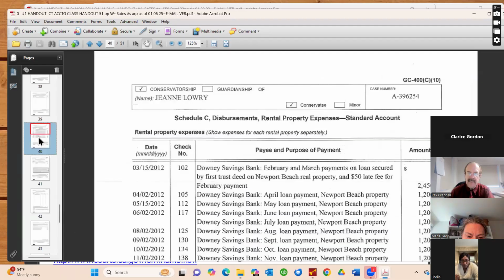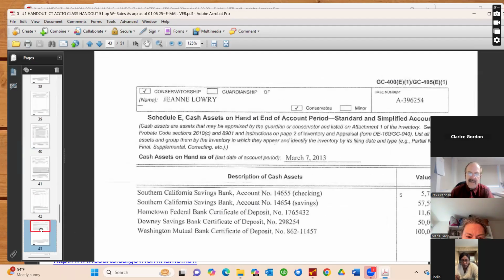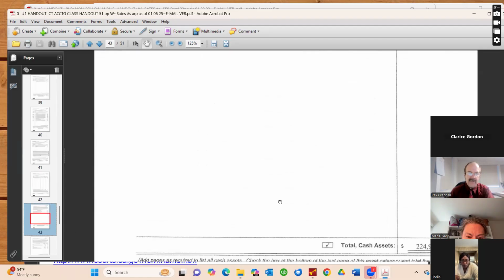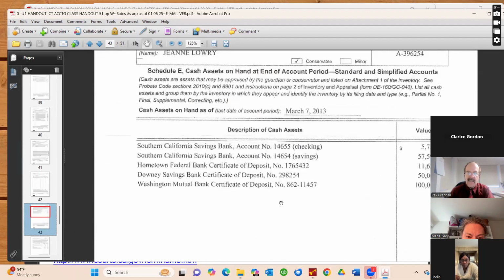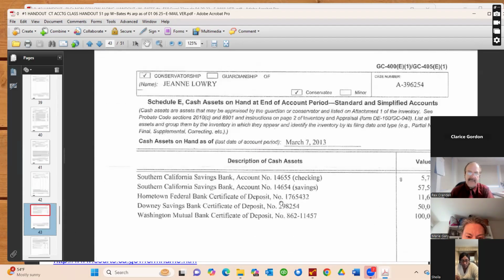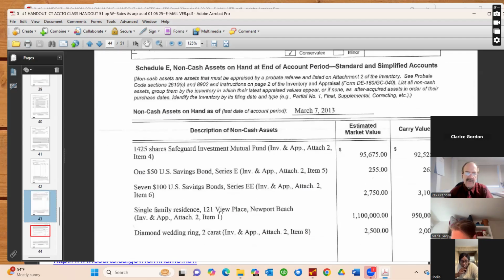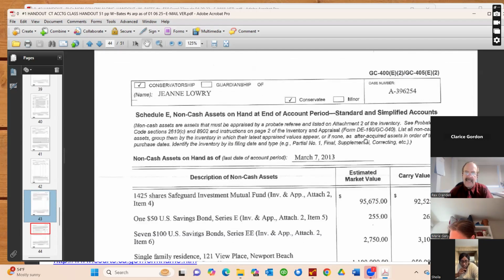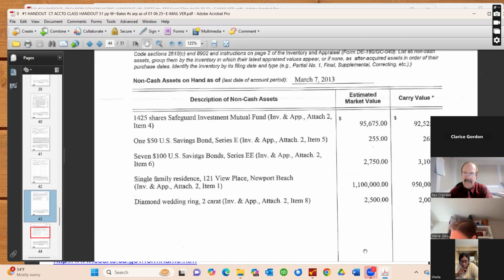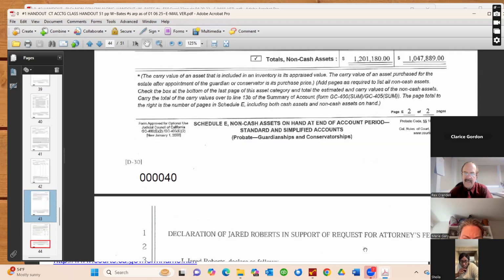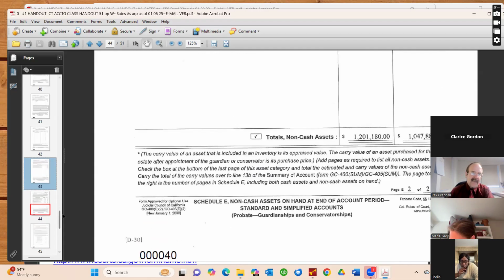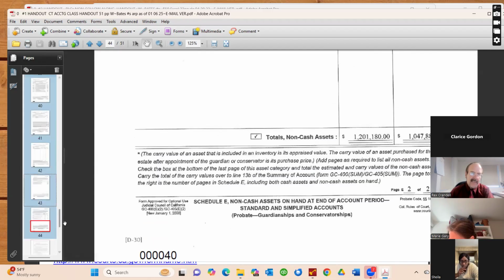Now, if I can find my place. So on page 39, this is the end to wrap it up, the assets on hand at the end of the account period for cash, same format as we used in the beginning. Now we have non-cash assets. We have the carry value and the estimated fair market value.